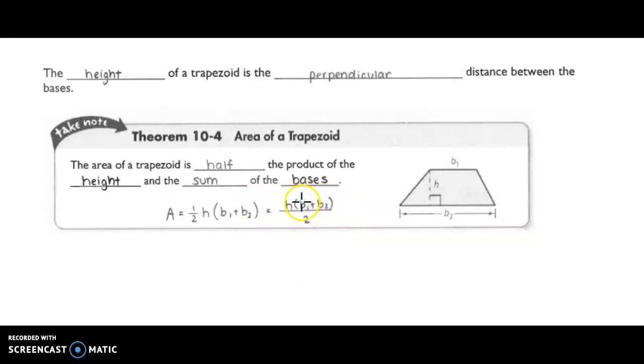I would break it down before trying this all on your calculator at once. I would add these bases first, and then multiply by the height, and then divide by 2. That's just me, though.